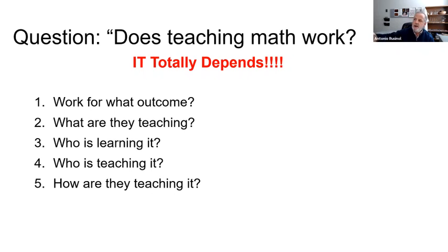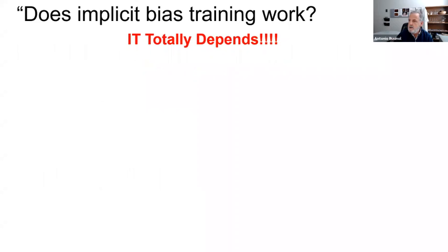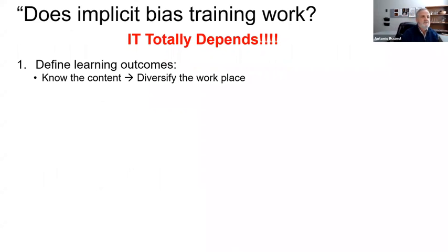So how do we apply this to implicit bias? Well, the outcomes, you have to define them really well. Like, if we're thinking we're going to make a more diverse institution, that clearly cannot be done by training on implicit bias or little trainings like that. That's much more dependent on many other things.